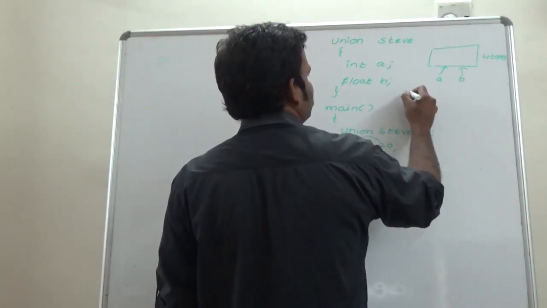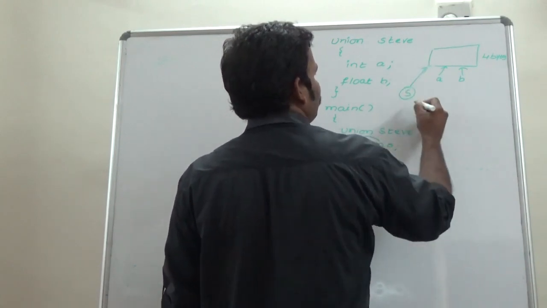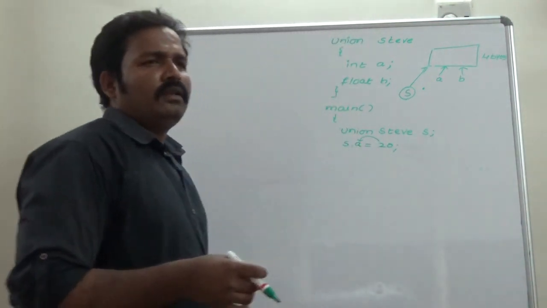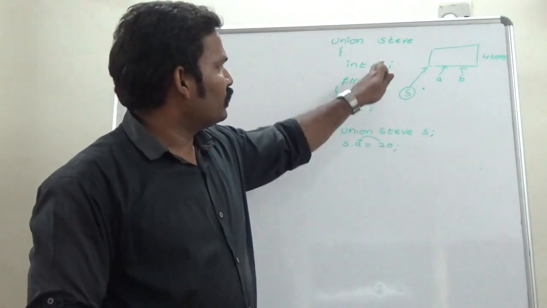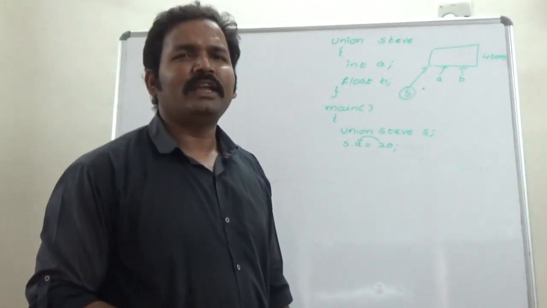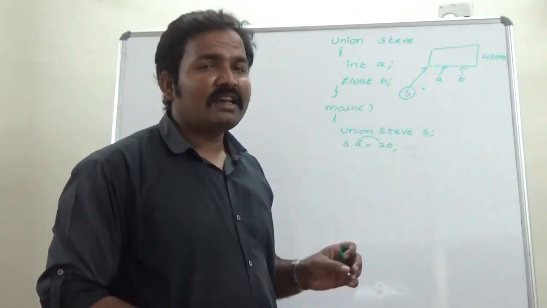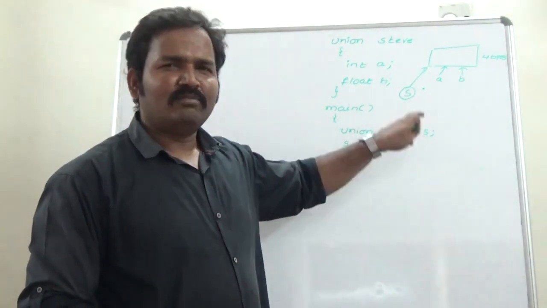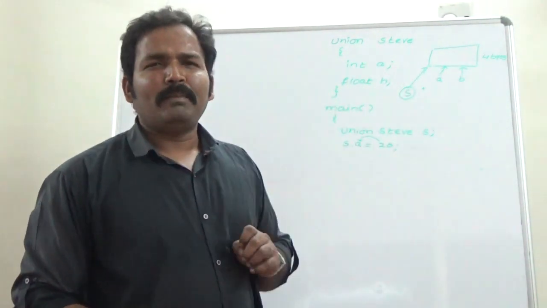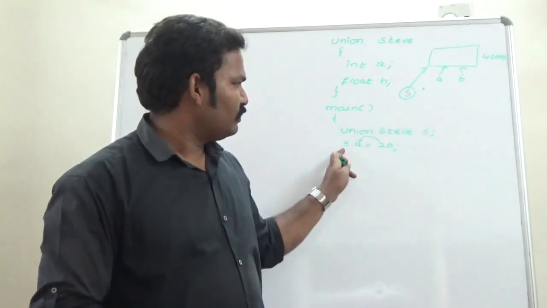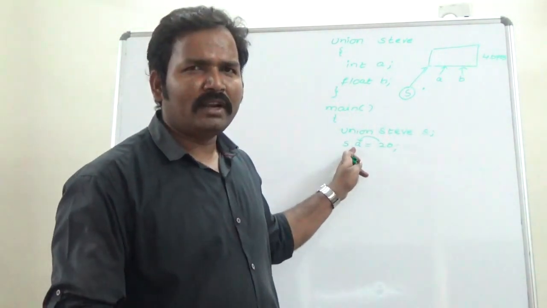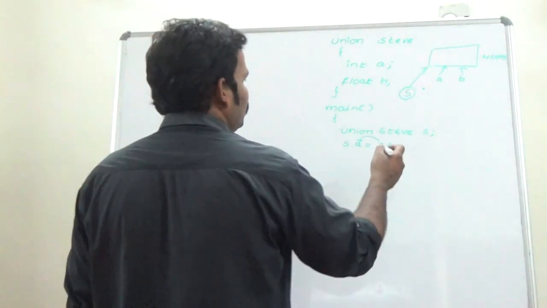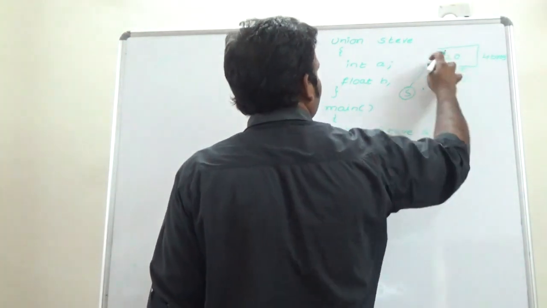Here S is the reference variable. We already know union members are accessed with the object name, direct access operator, member name. So here the object name is S, the direct access operator is the member operator dot, and the variable name is a. S dot a is equal to 20, meaning 20 will be stored in this memory location.